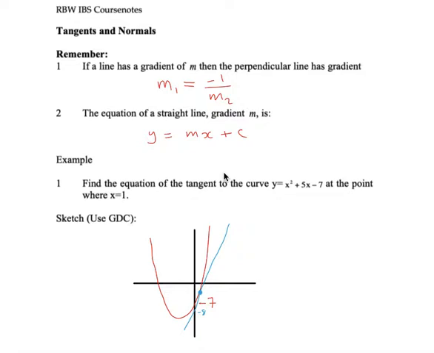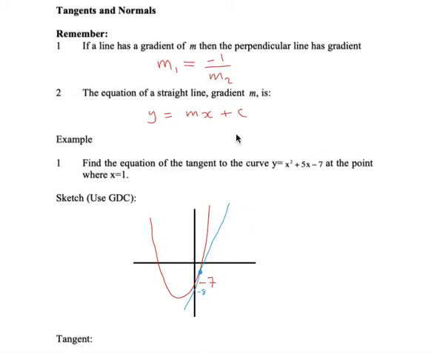reconfirm a few basics. The first one is to remind yourself from GCSE that if two lines are perpendicular to each other, then the gradient of one of those lines will be -1 divided by the gradient of the other. So because a normal is the line which is perpendicular to the tangent, later on we're going to see that if I can work out the equation of the tangent, I can easily get the equation of the normal by doing -1 divided by the tangent gradient.